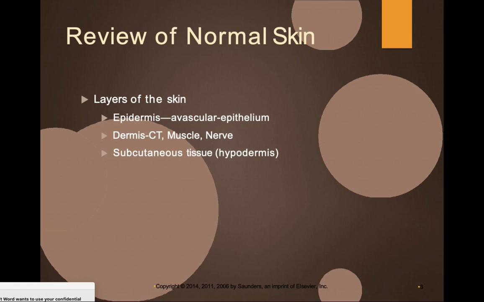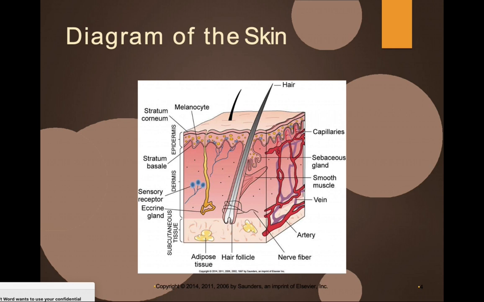So let's just review the layers of the skin, which includes the epidermis, the dermis, and the subcutaneous. Remember, the epidermis is epithelium, it is avascular. The dermis is composed of connective tissue. There's muscle tissue there, and there's neurological tissue. It's also vascular. And then we'll show you the subcutaneous, or the subq, also known as the hypodermis.